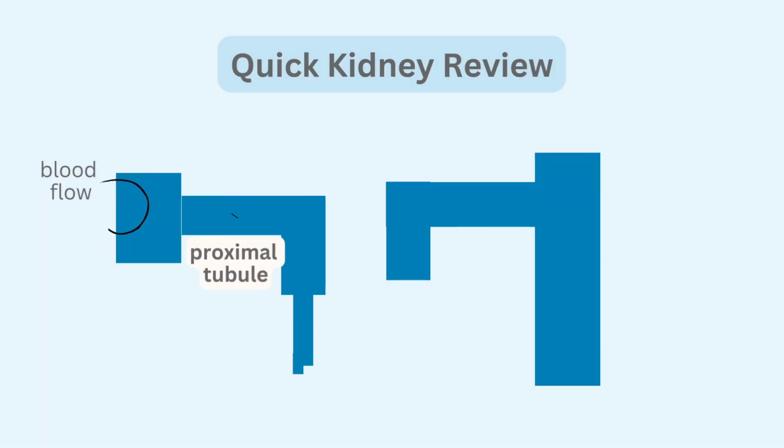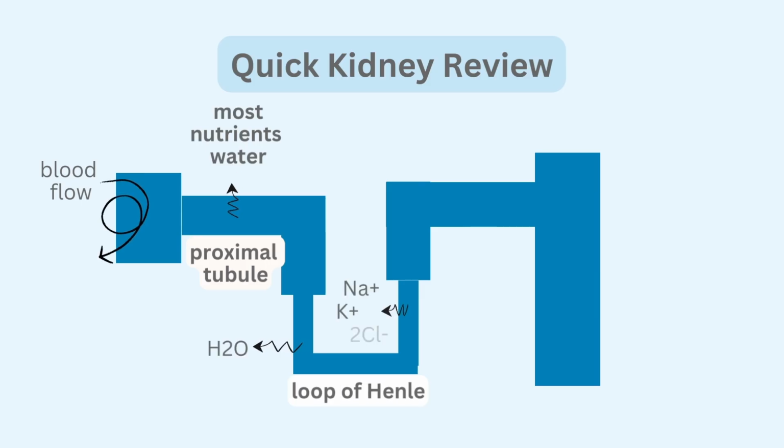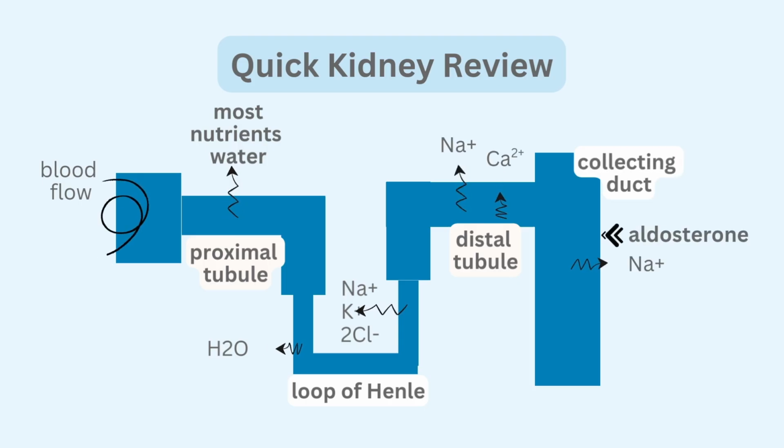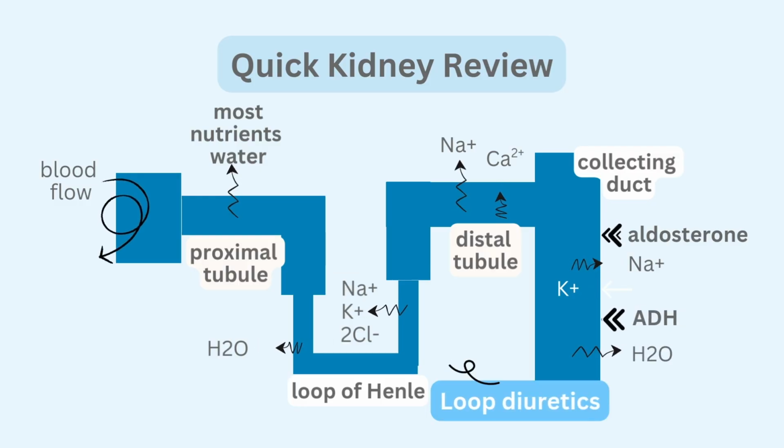The proximal tubule reabsorbs most nutrients and water. The loop of Henle concentrates and dilutes urine. The distal tubule fine-tunes sodium and calcium. And finally, the collecting duct, where aldosterone and ADH make the final adjustments. Loop diuretics act on the thick ascending limb of Henle.